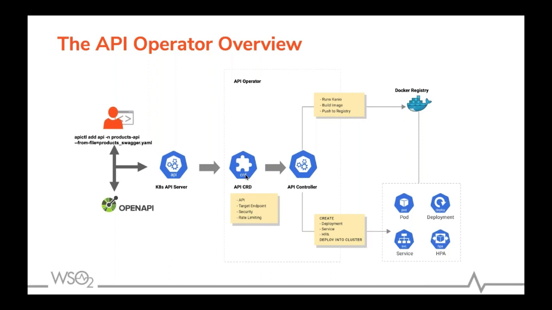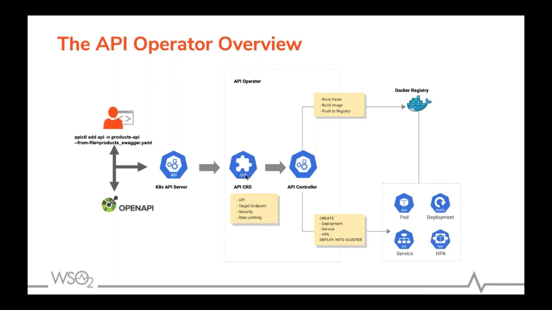Once that is done, the API controller will create a deployment, service, and HPA. HPA is the horizontal pod autoscaling policy. So it will create those resources for your microgateway and deploy them in Kubernetes.